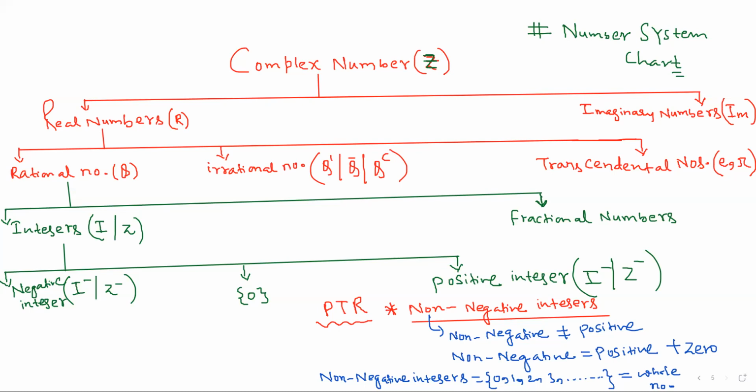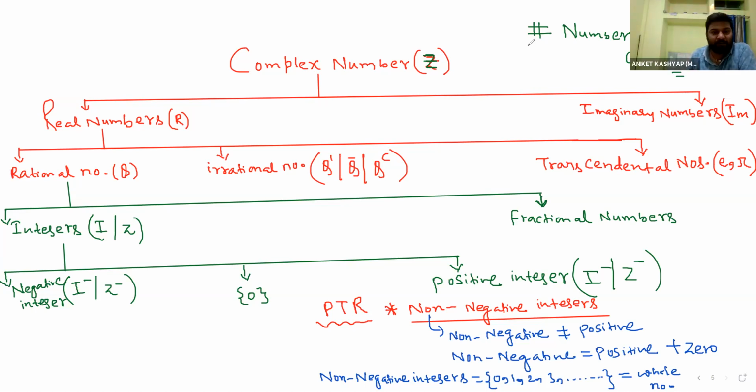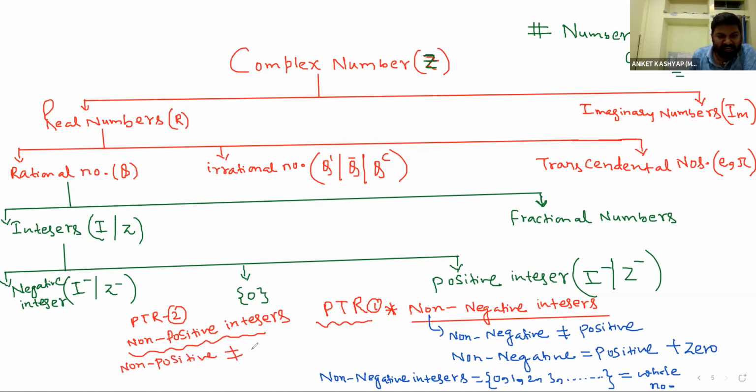Okay, so this is clear, no doubt, everything fine. Non-negative is positive plus 0, and non-positive is negative plus 0. This is PTR 1 and this is PTR 2. PTR means points to be remembered. One important word: non-positive integers. Non-positive is not equivalent to negative. Non-positive is equal to negative plus 0. So negative numbers including 0 are called non-positive.